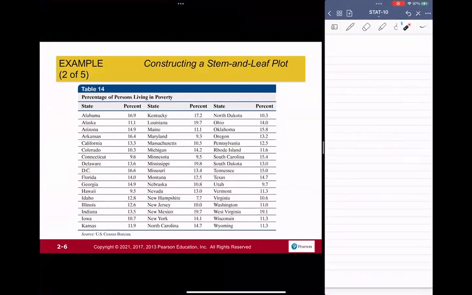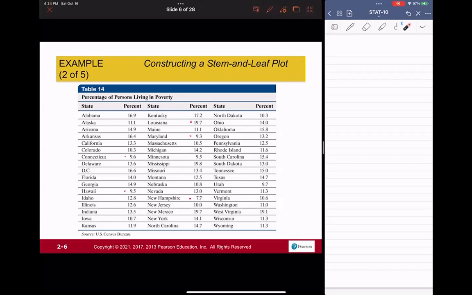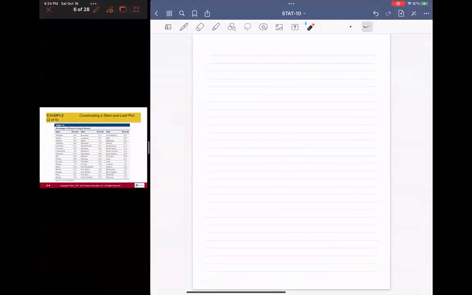The smallest number here, I see a 9.6, 9.5, 9.3, and there's 7.7. So the smallest number we have is 7. The largest number we have, I'm seeing 19. So the smallest number is going to be 7 and the largest is going to be 19. We're going to come over here and write these numbers.